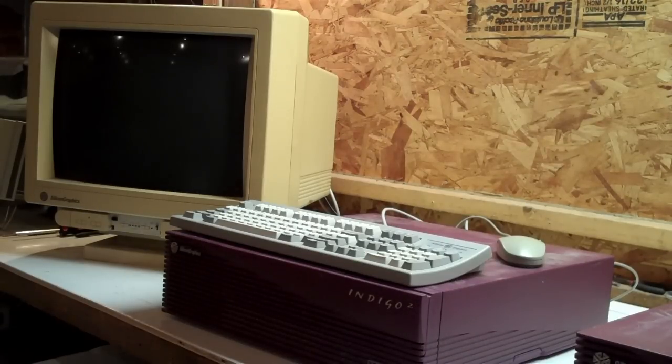The Indigo 2 was introduced not too long after the Indigo, in fact, within a couple of years. And the Indigo is a fantastic machine, but the Indigo 2 totally blows it out of the water, not only in the CPUs that were offered, but the flexibility of the system is just unbelievable.